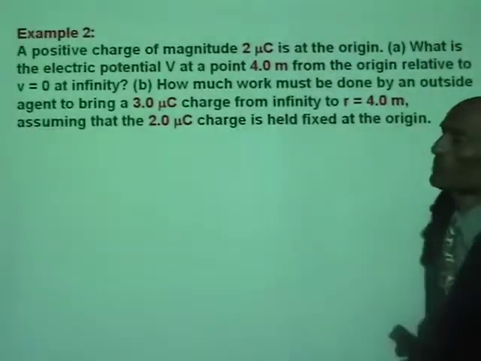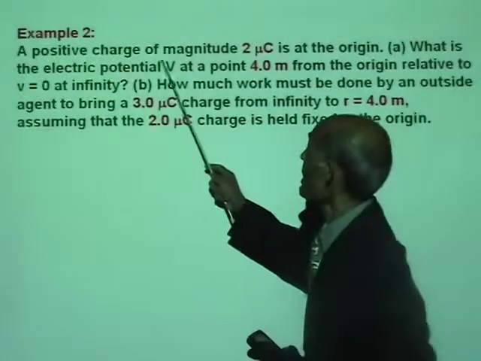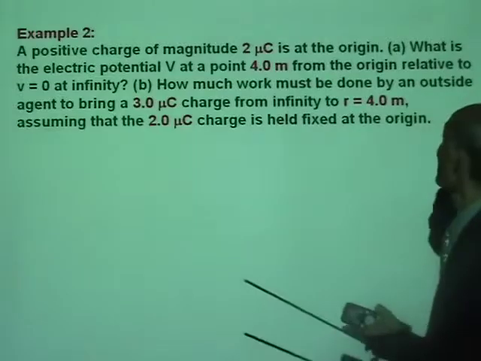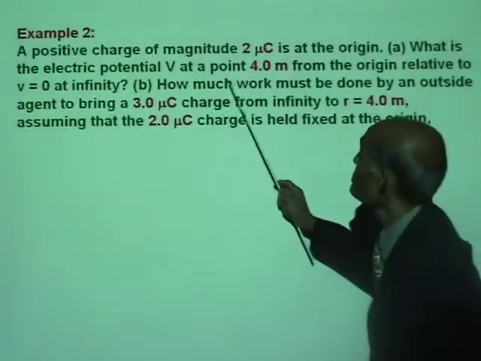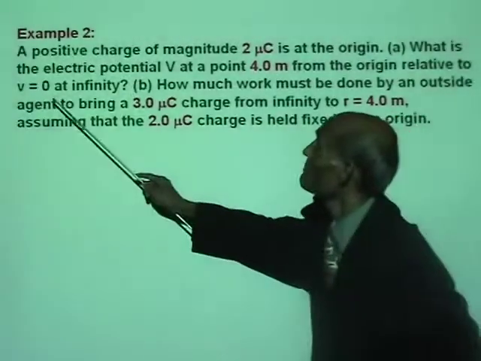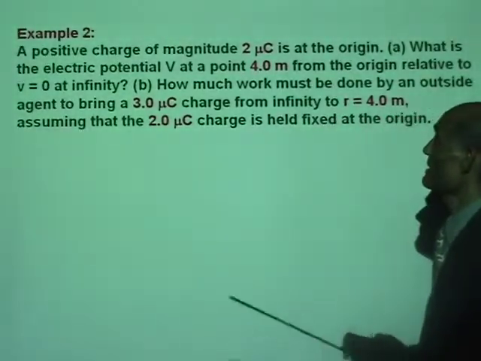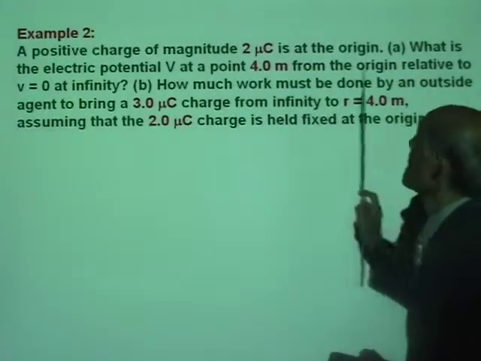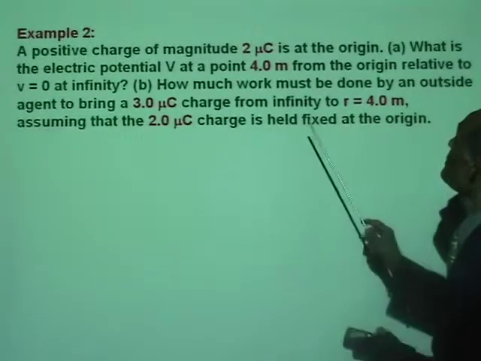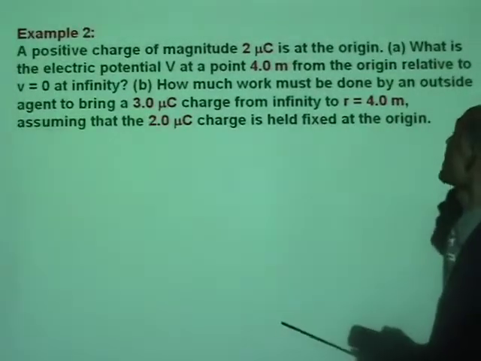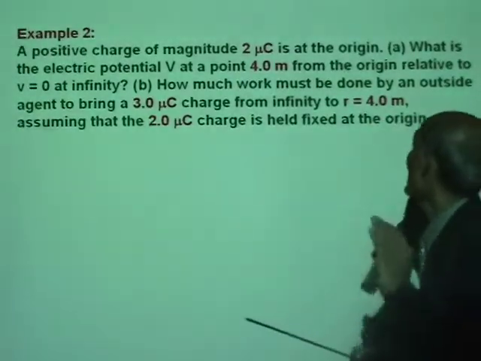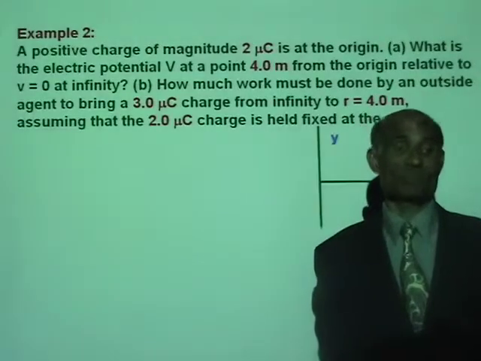Okay, let's do another problem. A positive charge of magnitude 2 microcoulomb is at the origin. What is the electric potential V at a point 4 meter from the origin relative to V equal to 0 at infinity? How much work must be done by an outside agent to bring a 3 microcoulomb charge from infinity to R equal to 4 meter? Assuming that the 2 microcoulomb charge is held fixed at the origin.